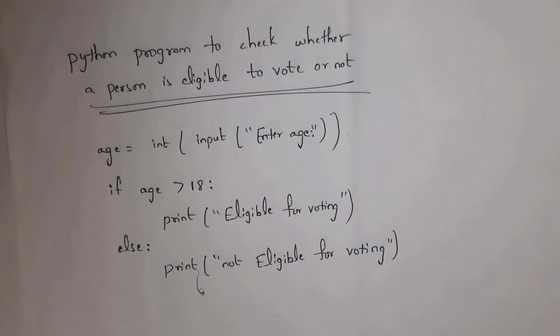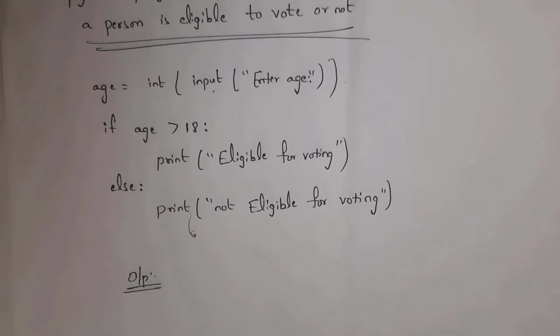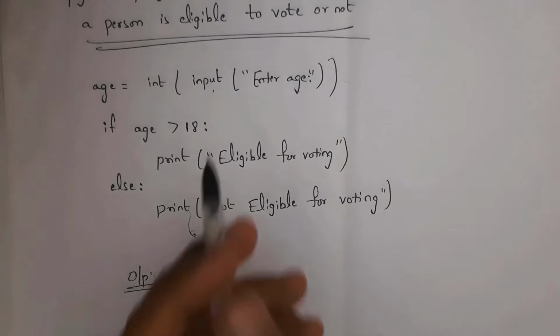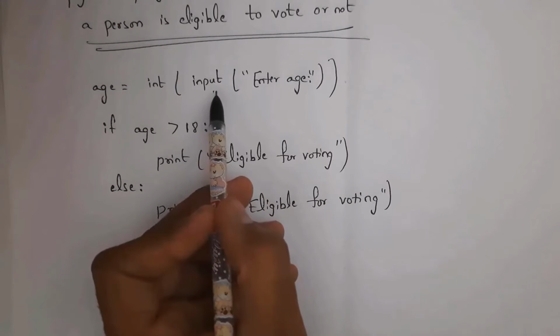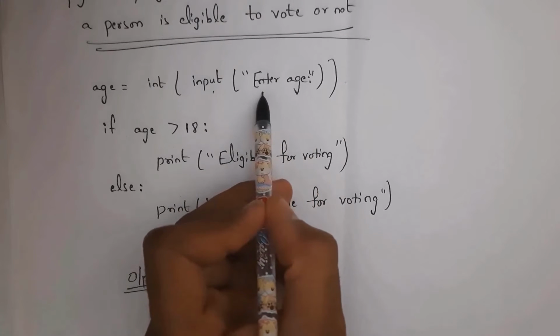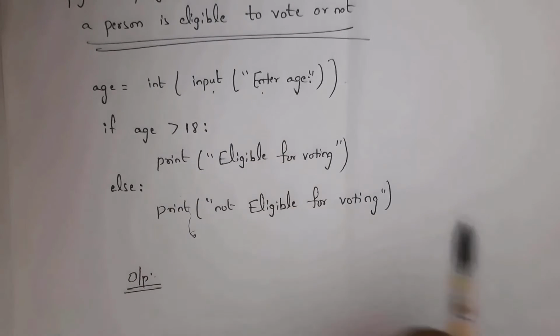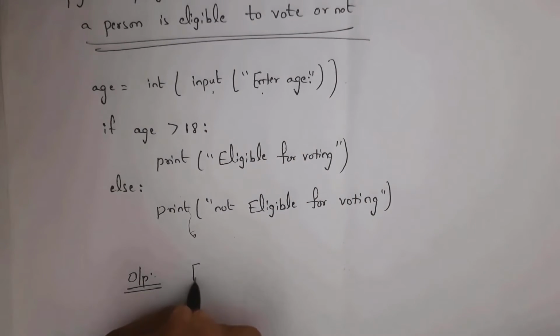This is a Python program to check whether a person is eligible to vote or not by using an if else statement. Here I took the variable name as age. Here I want to give input after executing the program. So for that purpose I took the input function. By using the input function you can give input after executing the program, and inside this input function I wrote enter age. So whatever text I wrote inside this input function, it will be seen on my output screen. So whenever I execute this line, I will get the output, that is enter age.